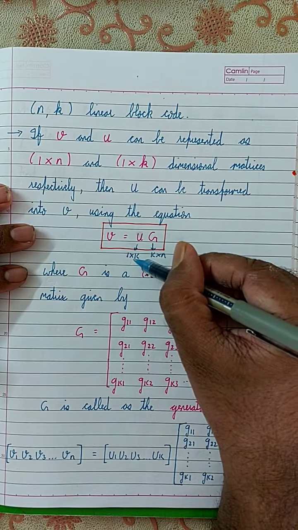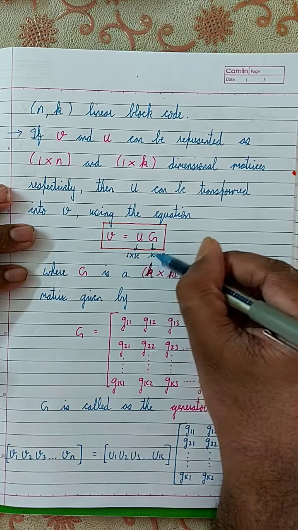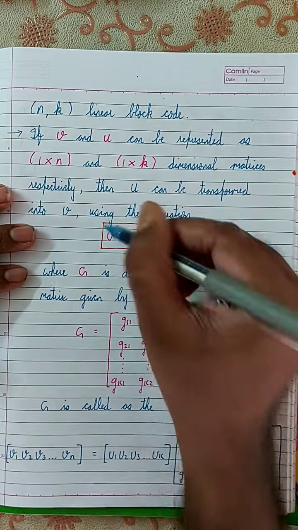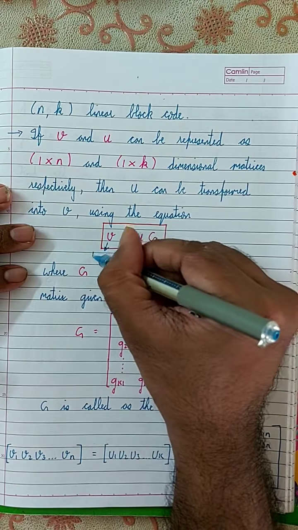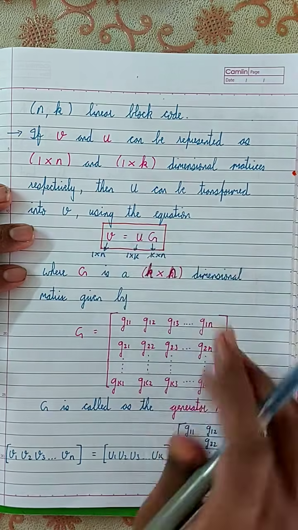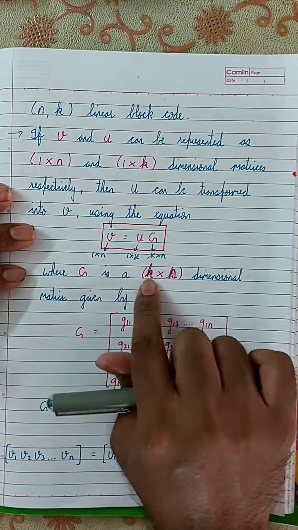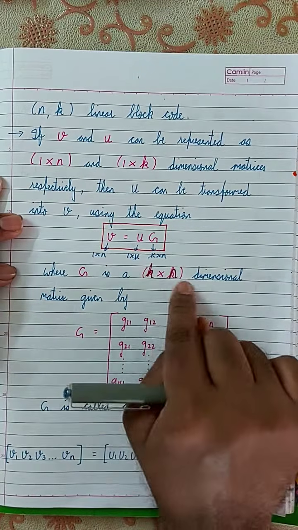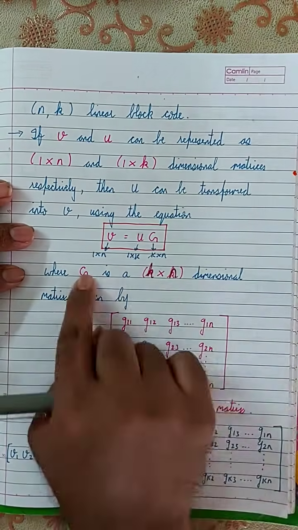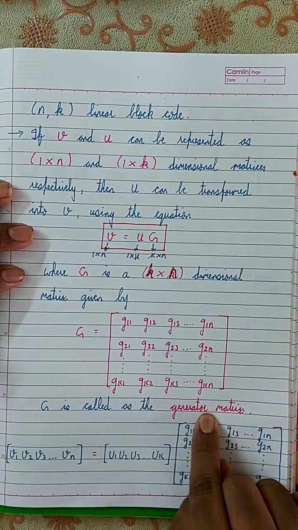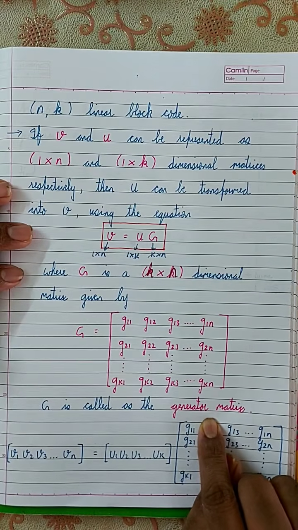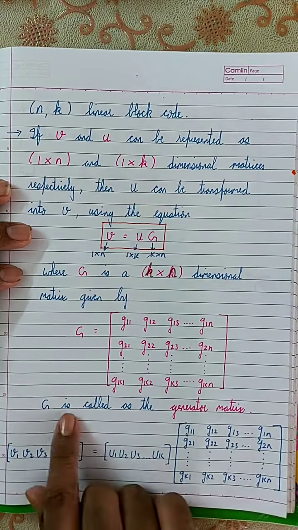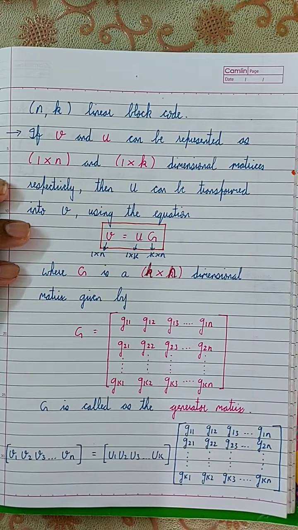So if we cancel these two, what do we get? We get a 1 by n matrix. That is how I know it should be a k by n matrix, not n by k. It is a k by n dimensional matrix, and this matrix is what you call the generator matrix. This G is called the generator matrix.